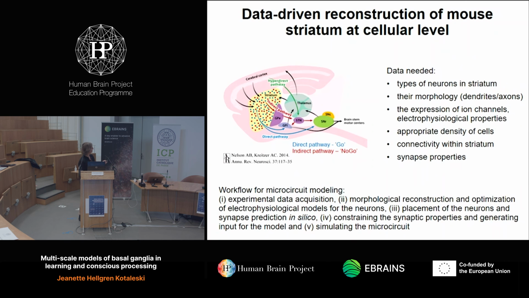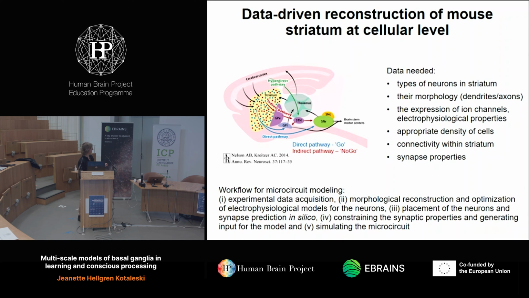So I also just wanted to start at the systems level and just illustrate that we can also today, for the hippocampus and actually somatosensory cortex and motor cortex and the cerebellum and the visual system, build these systems in a very detailed manner, sort of bottom up. So when you build this system, what you need is type of neurons, morphologies, expression of ion channels, electrophysiological properties. You need to know how many cells are there, connectivity and synapse properties.